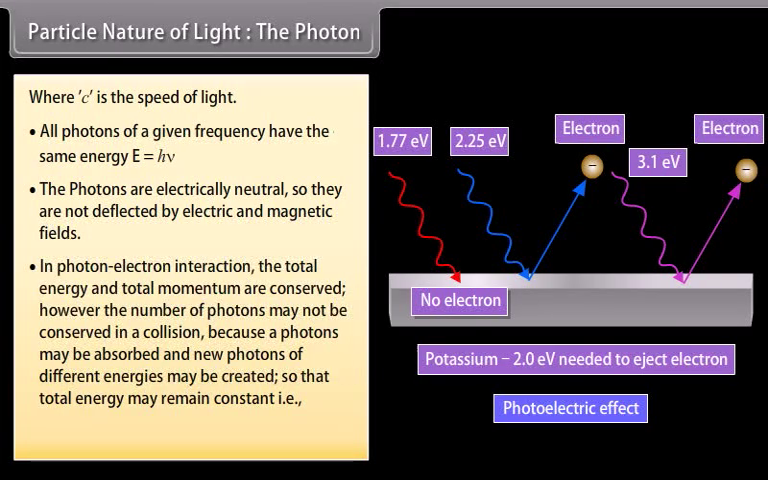In photon-electron interaction, the total energy and total momentum are conserved. However, the number of photons may not be conserved in a collision, because the photons may be absorbed and new photons of different energies may be created, so that total energy may remain constant, that is hν equals hν1 plus hν2.